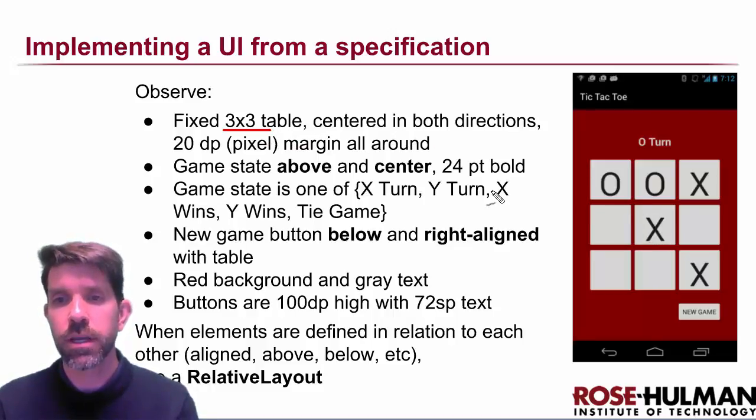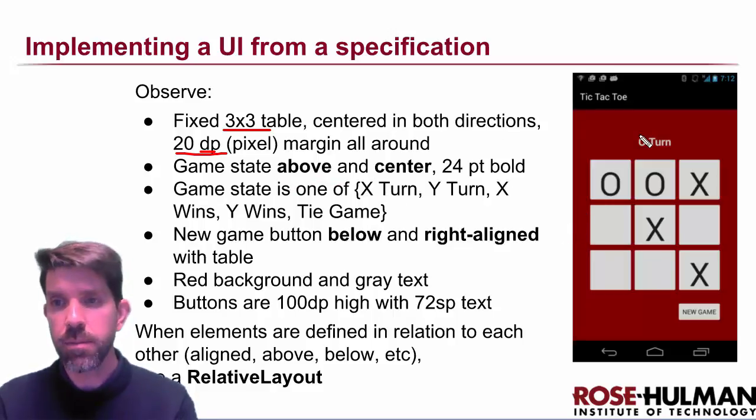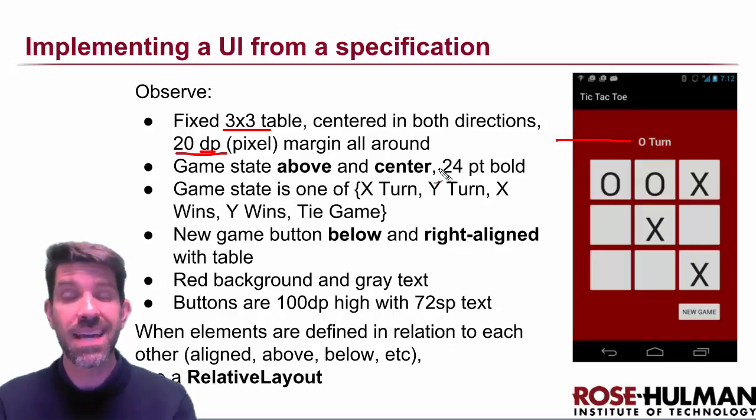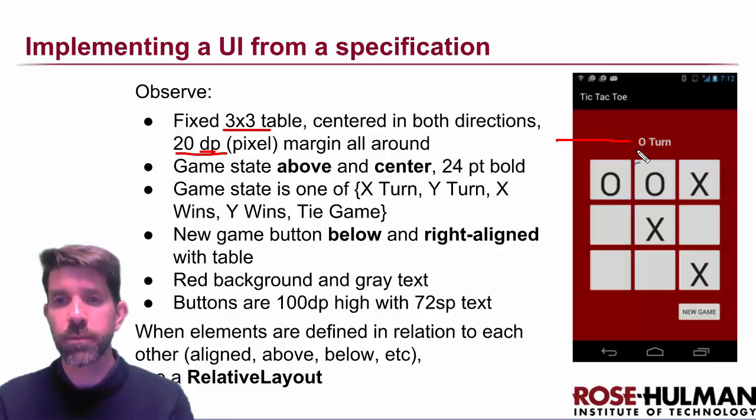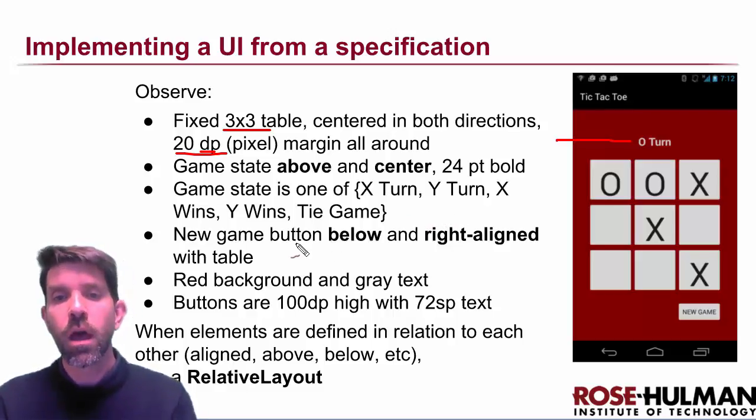Right here, and we're going to have a 20 pixel margin, 20 dps all the way around on our sides. We also are going to have the state of the game up here. As we can imagine, that is going to be a text view. We want a 24 point font, and we want it bold so it shows up a little bit better. The game state is one of these various things. Good to know, because these are going to turn into the strings that we use in our program.